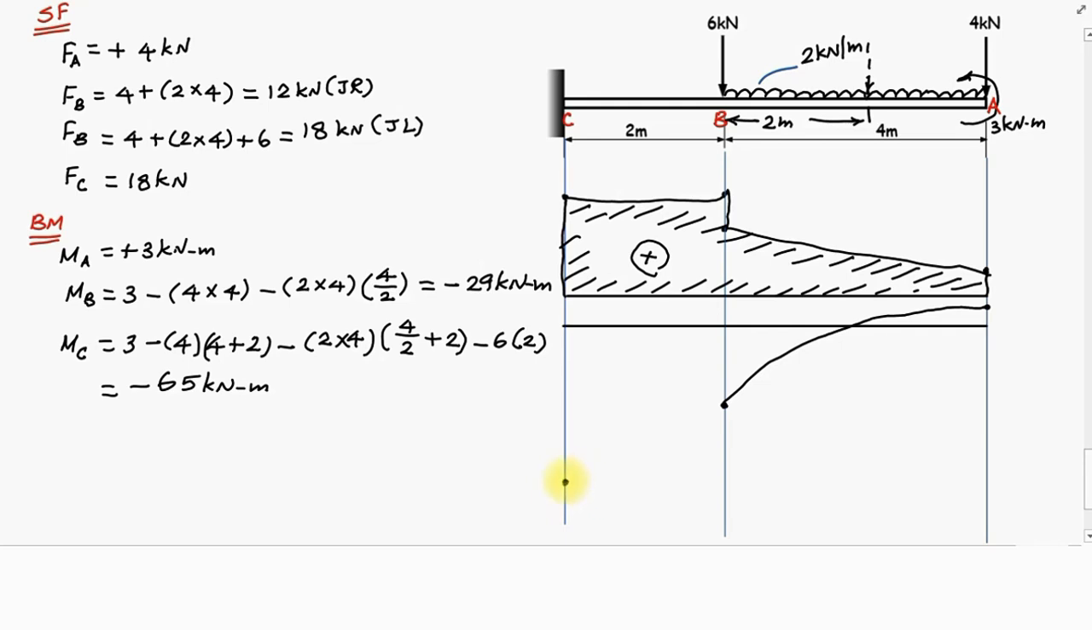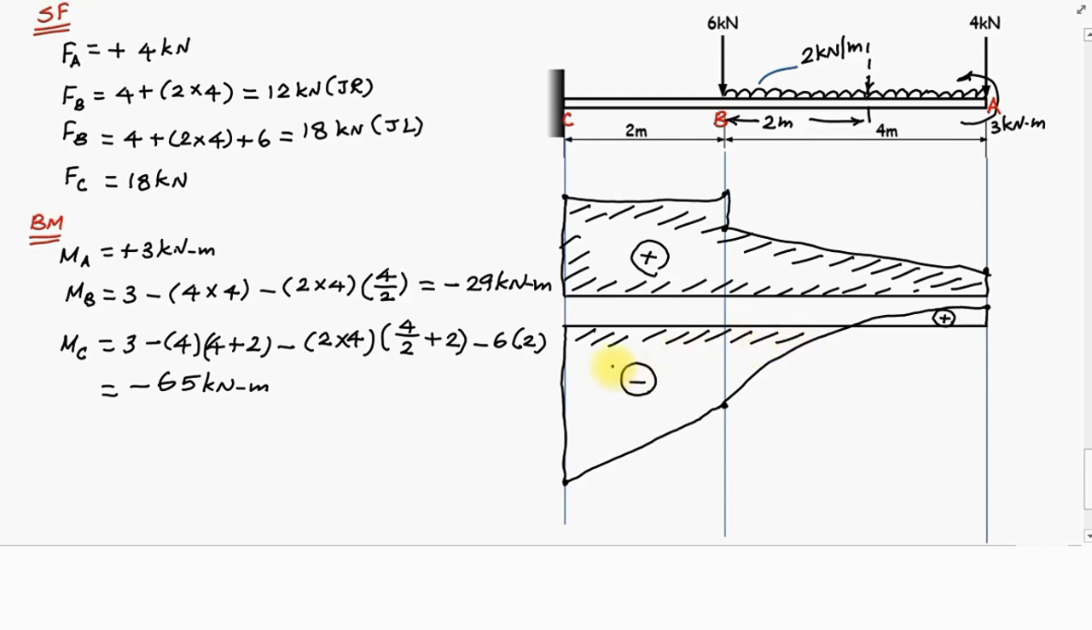And coming to the point C, it is negative 65 kilonewton meter. Let us say this is the point. Again, this will be a linear straight line. Let us join the 0 magnitude with negative 65 kilonewton meter. This entire area will be on the negative side. Let us join this also. Here, in the bending moment diagram, this portion is a positive quantity, whereas this portion is a negative quantity. Now let us shade the area of the bending moment diagram.